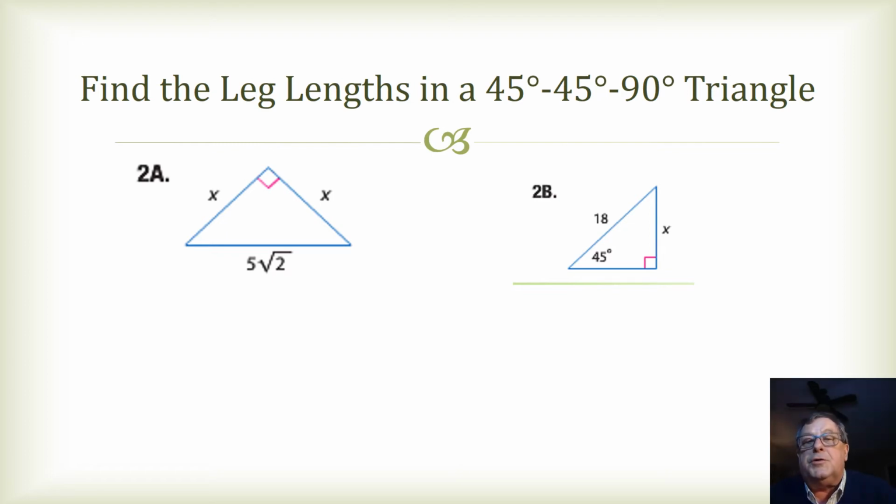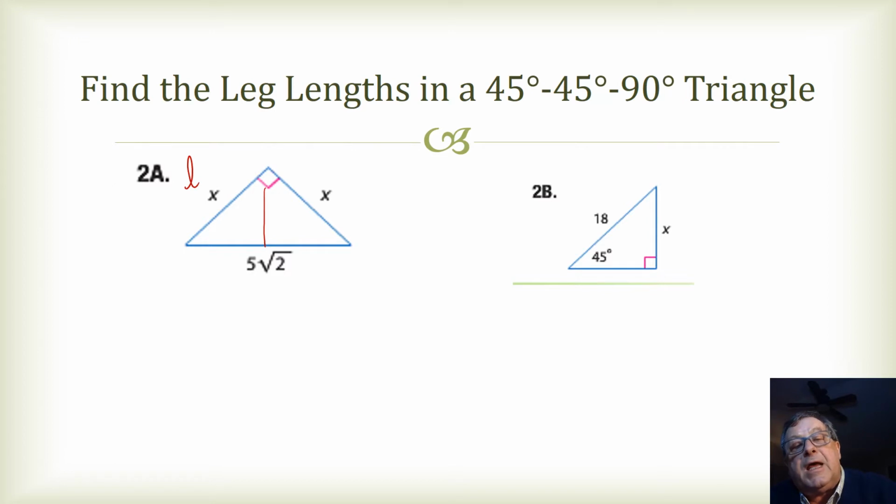We can also use the 45-45-90 degree triangle theorem to help us find the legs of a triangle when we know the hypotenuse. So if you recall, in the 45-45-90 triangle theorem, we can set up the sides of a 90-degree triangle, and let's first find where our hypotenuse is. It's directly across from the right angle.